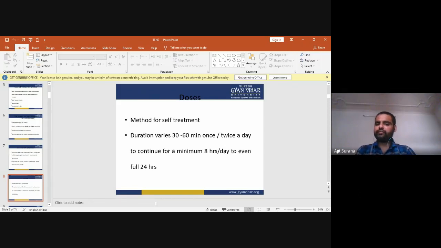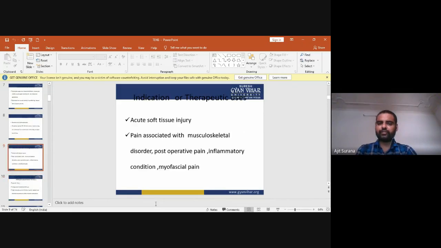Duration varies from 30 to 60 minutes once or twice a day, to continue for a minimum of 8 hours a day, to even a full 24 hours. These are the doses of the high frequency TENS.